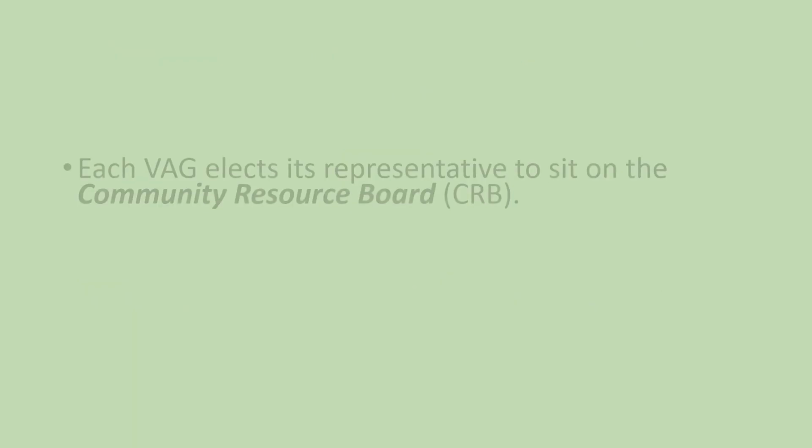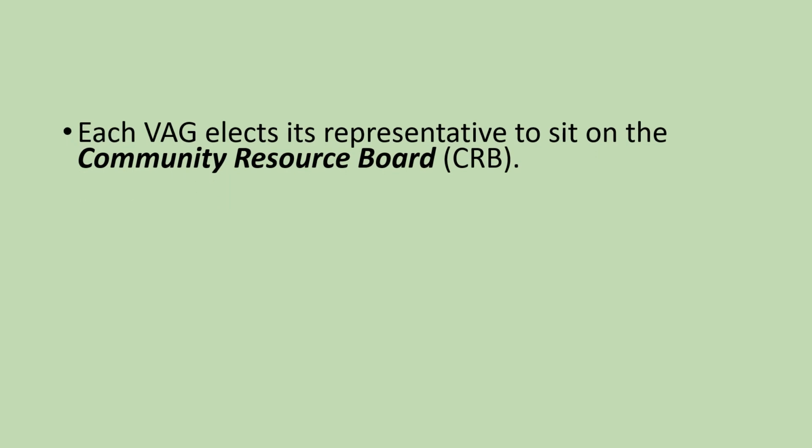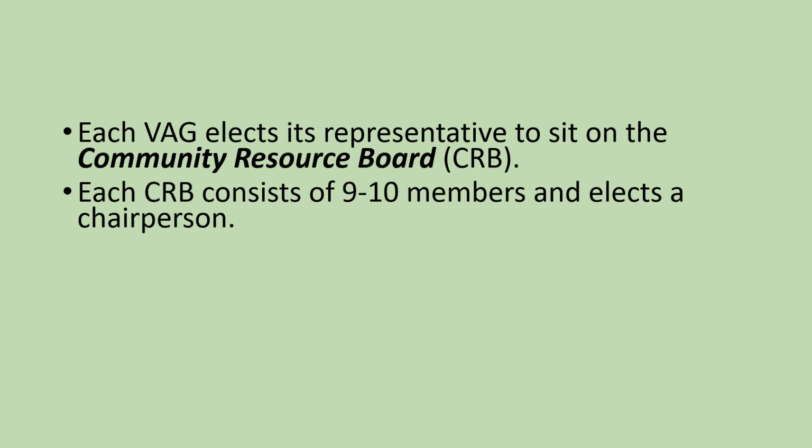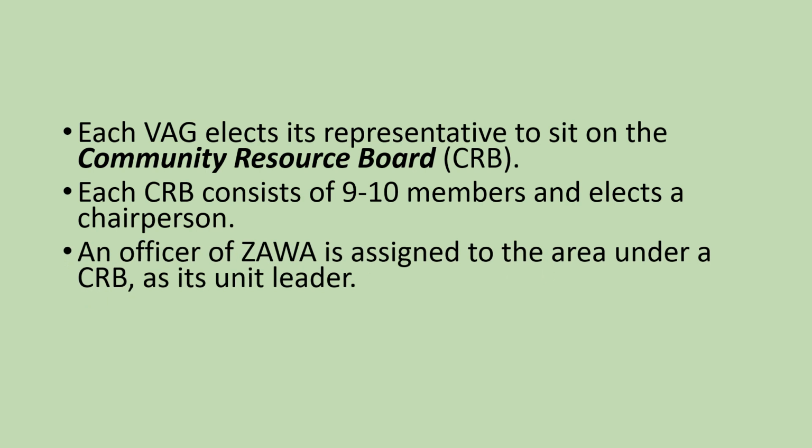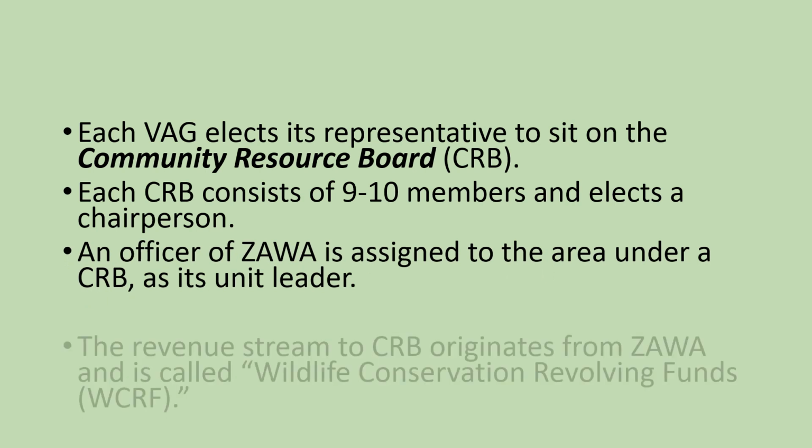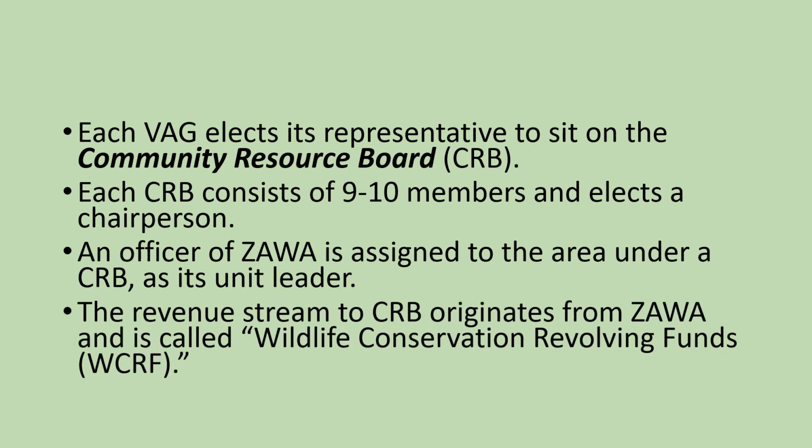Each VAG elects its representative to sit on the Community Resource Board, CRB. Each CRB consists of 9 to 10 members and elects a chairperson. An officer of ZAWA is assigned to the area under a CRB, as its unit leader. The revenue stream to CRB originates from ZAWA and is called Wildlife Conservation Revolving Funds, WCRF.